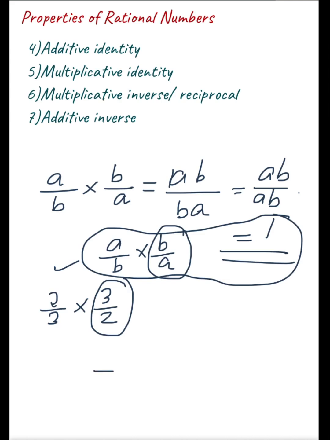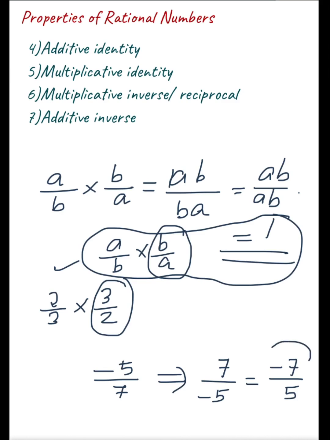Suppose I am giving the number as minus 5 by 7. Then what will be the multiplicative inverse of minus 5 by 7? You have to just reverse the numerator and denominator. That means 7 by minus 5, or 7 by minus 5 is equal to what? Minus 7 by 5. That minus you can keep in either numerator or denominator, no problem. Standard form is this, so you can write it in this way.